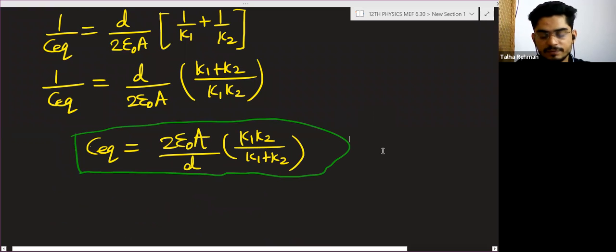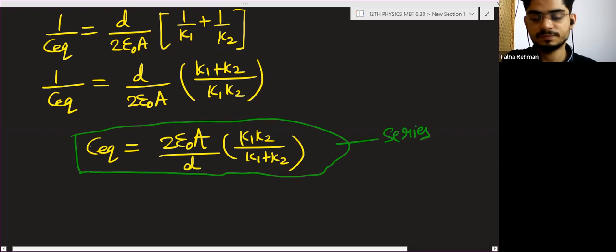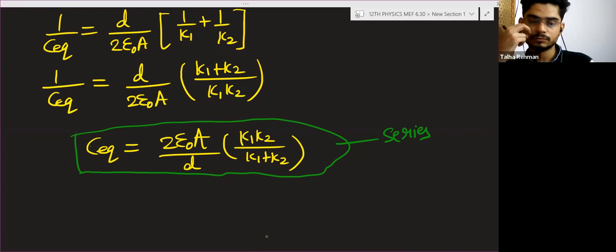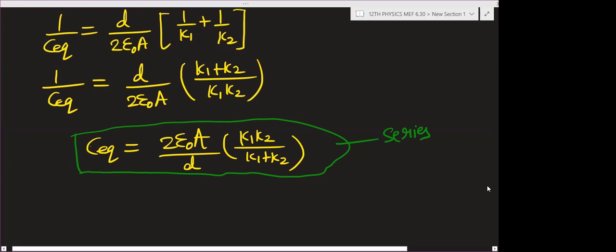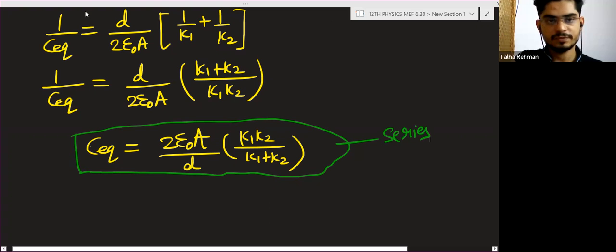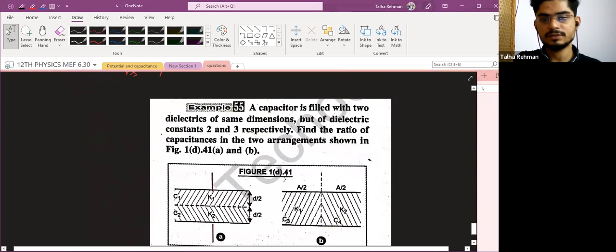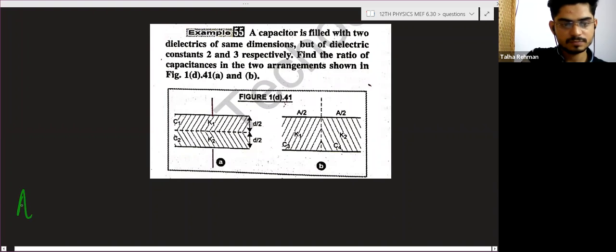This is C equivalent when connected in series. And also. Okay, very good. Now we have a numerical on this. So the numerical is this.